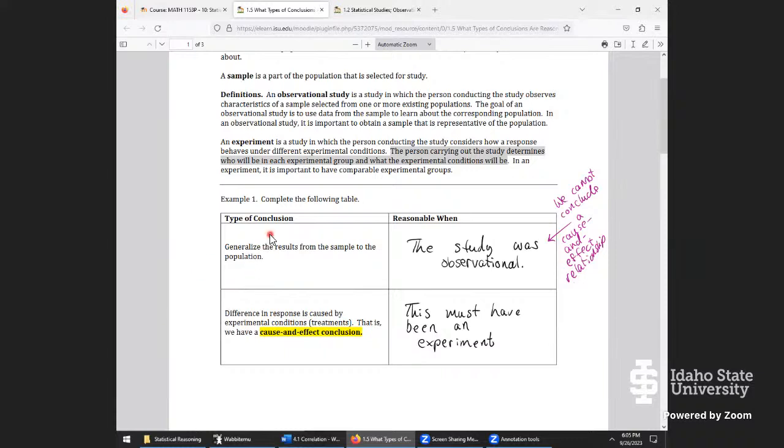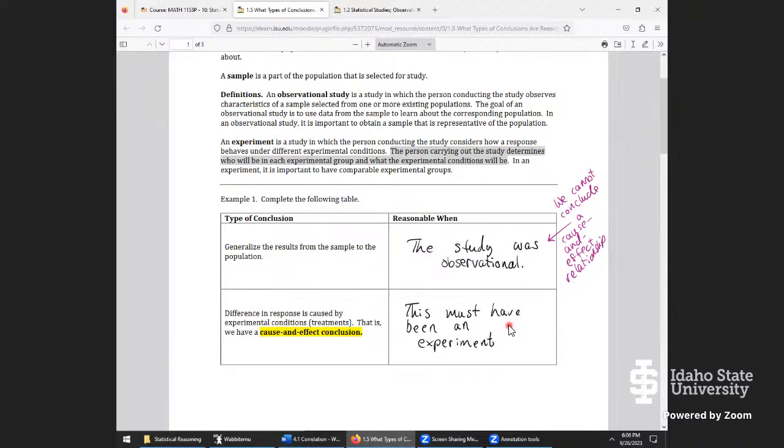But there's 2 kinds of conclusions you can make based off the study. Either you're going to generalize the results from the sample to the population, or you're going to make a statement to add cause and effect. So any kind of statement in the conclusion that sounds like cause and effect is a concern if your study was not a controlled and designed experiment.